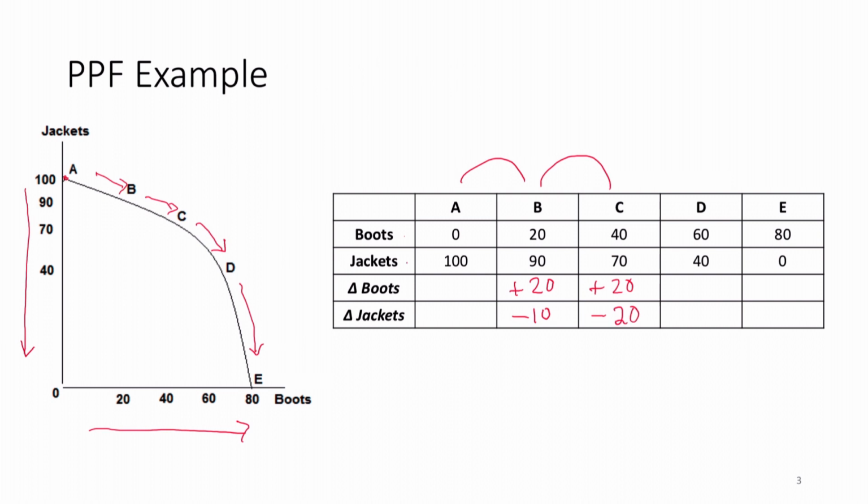up 20 jackets. As we move from point C to point D, again, producing 20 more boots, but now we're giving up 30 jackets for those additional 20 boots. From point D to point E, again, 20 more boots, but now we're giving up 40 jackets. So what this is telling us is that our opportunity cost along the PPF curve is going to change.